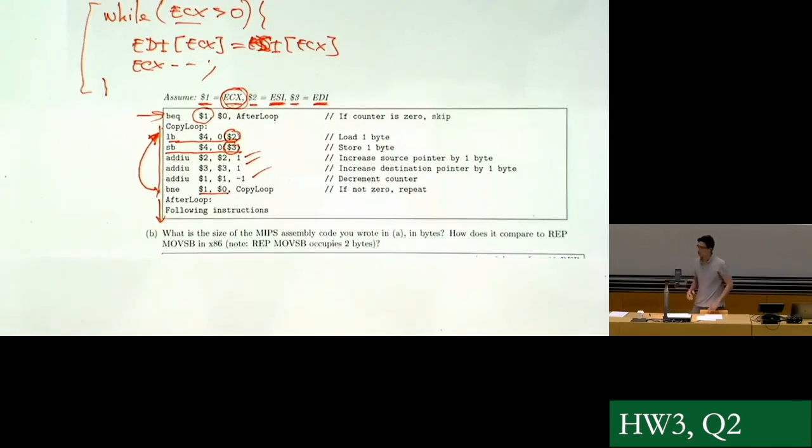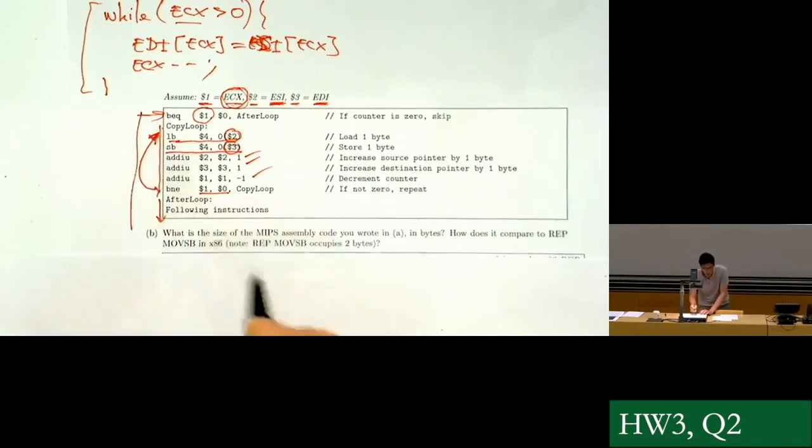In this second part of the exercise, it says, what is the size of the MIPS assembly code you wrote in A in bytes? How does it compare to rep movs? And it says, note, rep movs occupies 2 bytes. So this Intel x86 instruction occupies 2 bytes. And the question is, how many bytes does this code that we have just written occupy in memory?